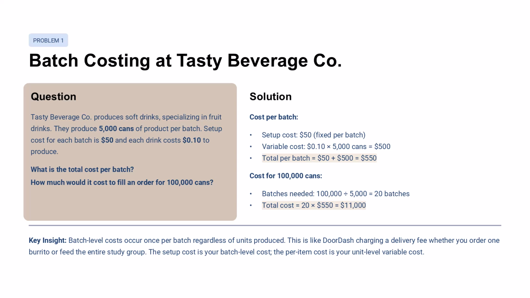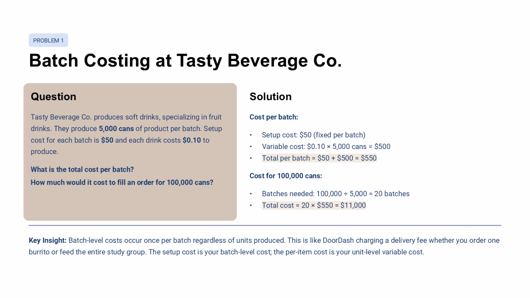Question: Tasty Beverage Company produces soft drinks, specializing in fruit drinks. They produce 5,000 cans of product per batch. Setup cost for each batch is $50, and each drink costs 10 cents to produce. What is the total cost per batch? How much would it cost to fill an order for 100,000 cans?